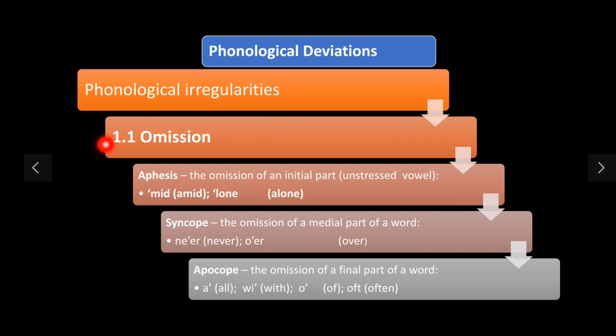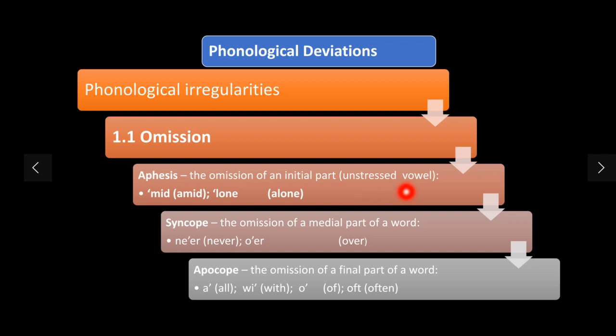A sound is omitted because a writer or a poet wants to attract the audience's attention or to create a stylistic effect. So phonological irregularity occurs because of omission. One of the sounds may be omitted. For example, you may come across aphesis. What is aphesis? Aphesis is the omission of an initial, unstressed vowel.